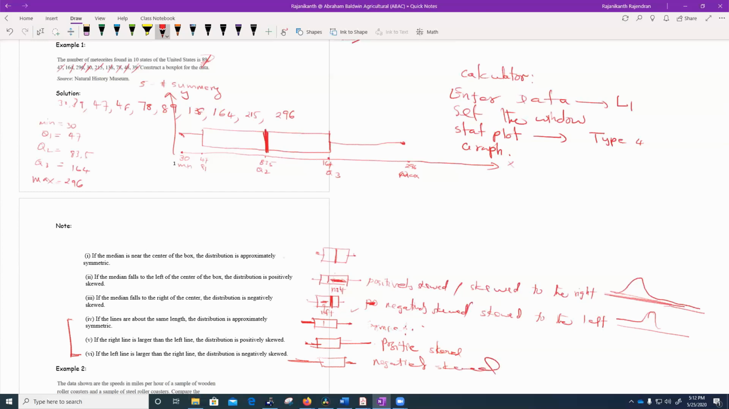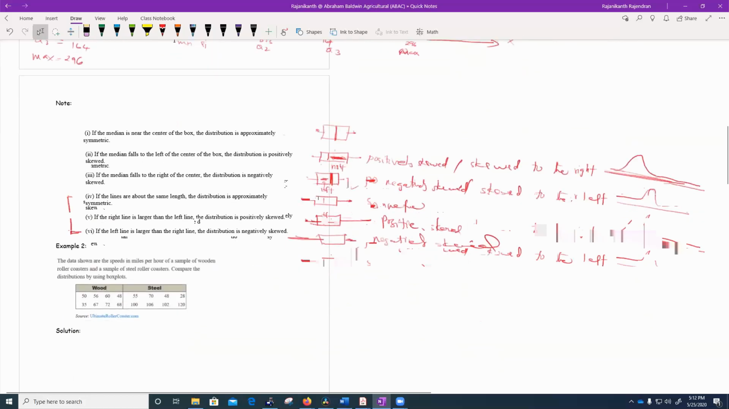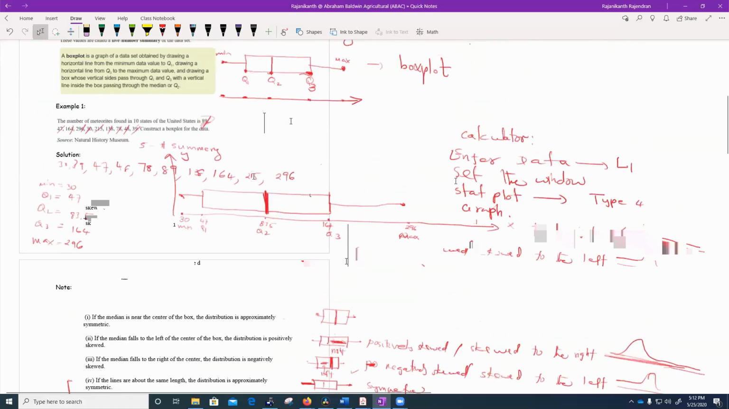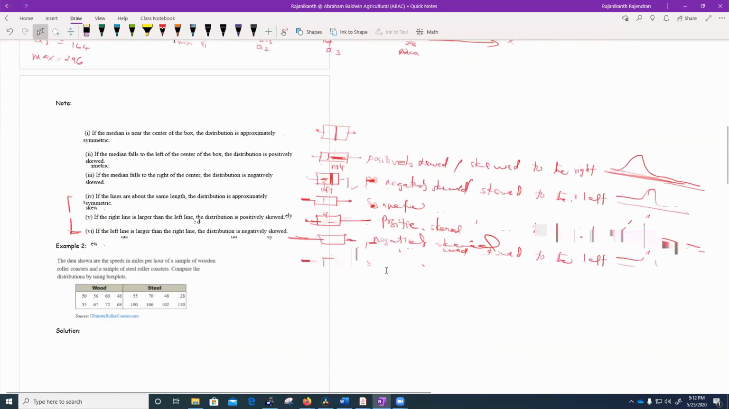So by looking at the picture, we are able to describe the skewness of the distribution, whether it is positive, negative, or symmetric. Okay, that's why the box plot is very, very useful if we have data sets given as raw data. It's very easy to identify the skewness.